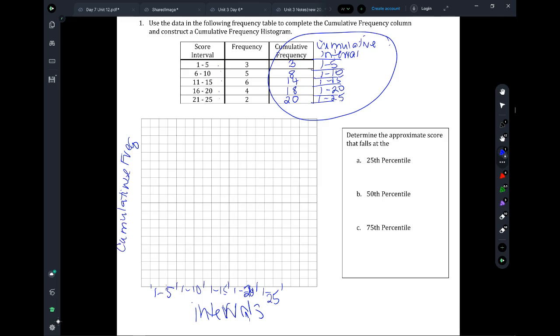And then up the side, we're still counting to 20, so I'm going to do the same scale that I did last time. 2, 4, 6, 8, 10, 12, 14, 16, 18, 20. And let's make our bars. I'm going to go back to the red because I made it a little bit thicker already.